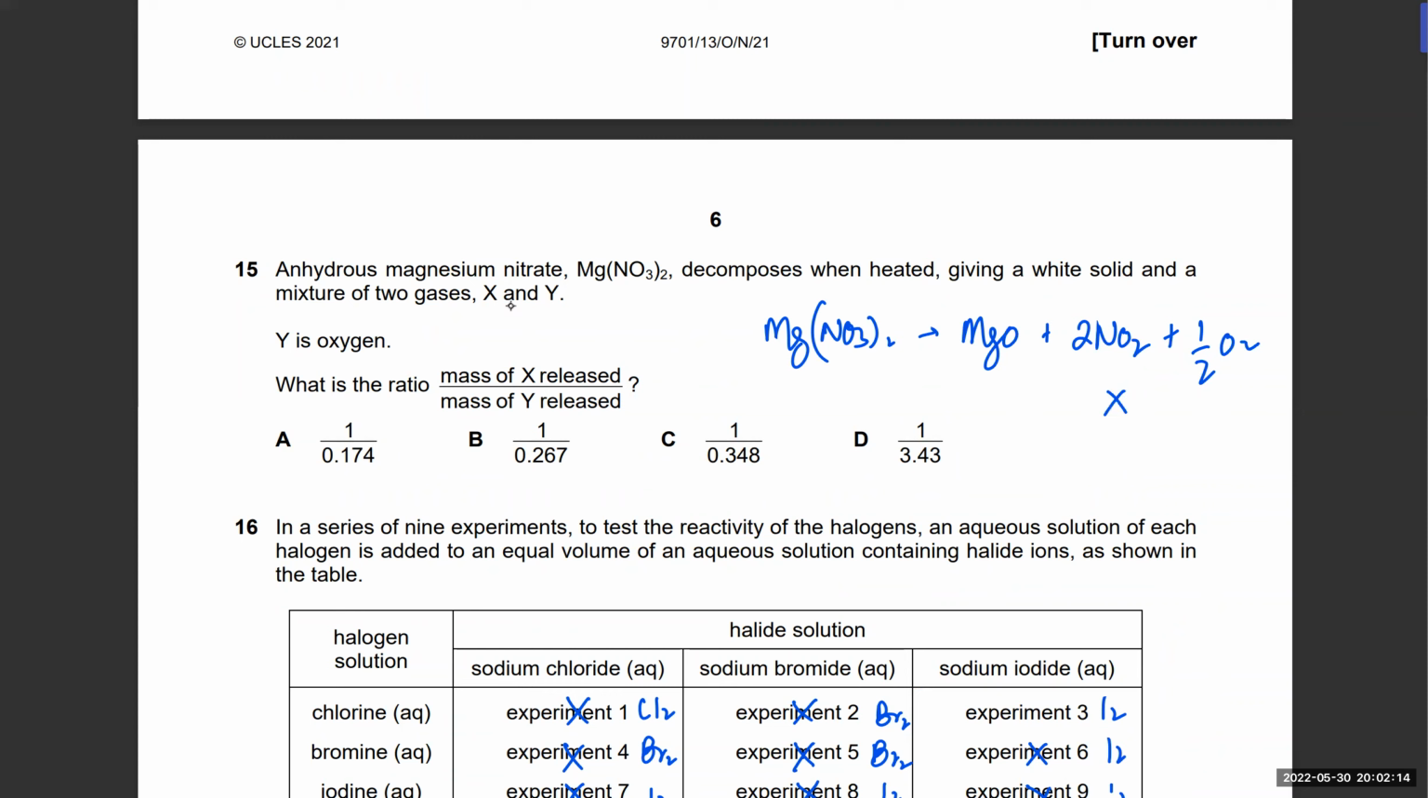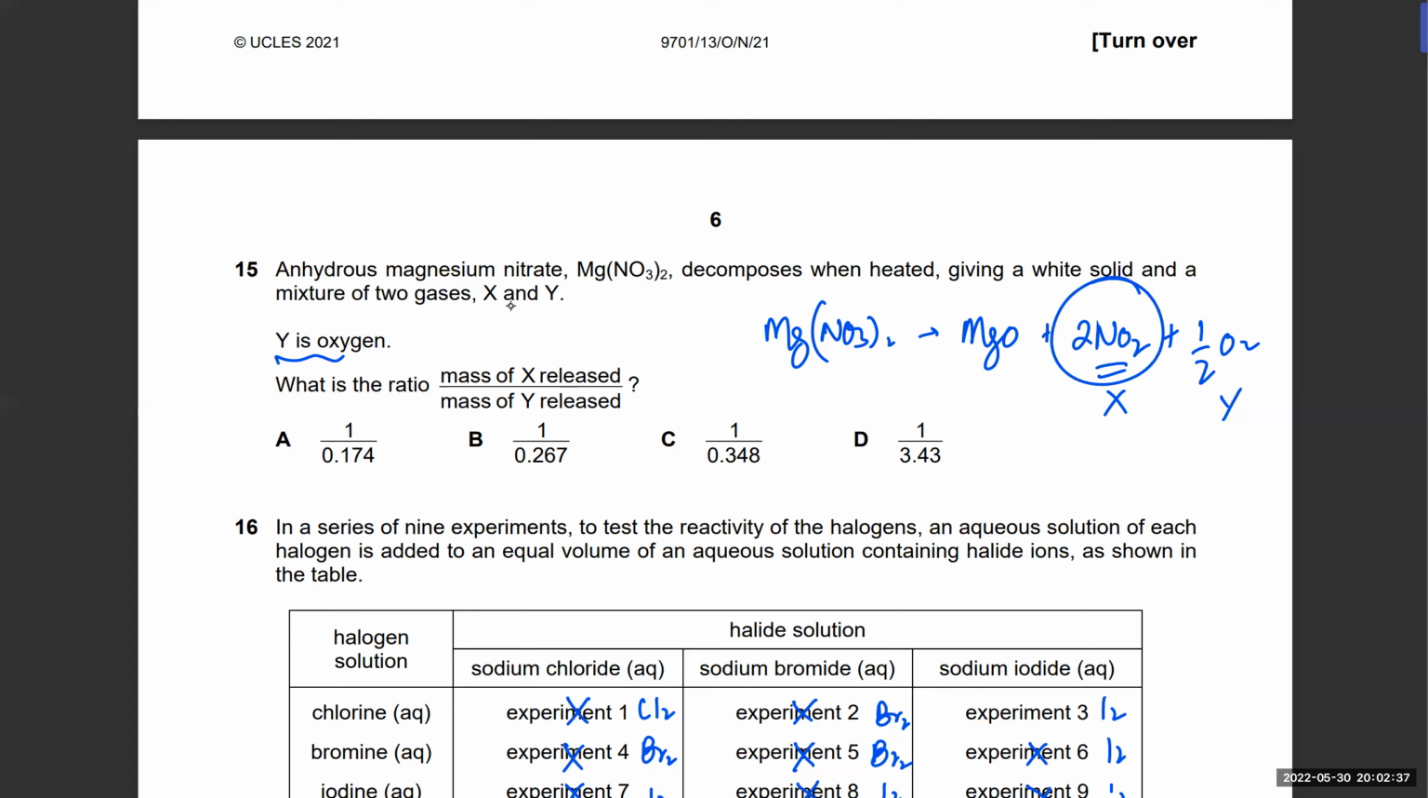They didn't tell what X is. We know that X could be O2, it could be NO2, right? But they have mentioned Y is oxygen, so X is going to be NO2. Where did they mention that? Yep, they did. So that makes sense. Now, what's the mass of X that is produced?